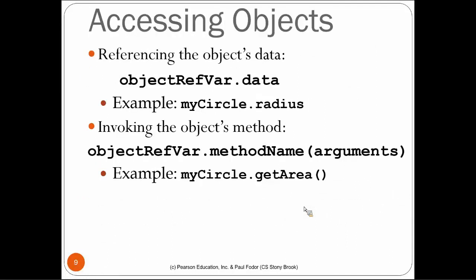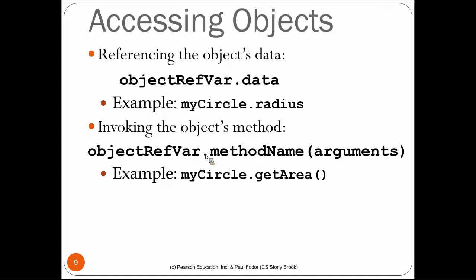Now, how do we actually reference the object's data? We can use the period operator, which basically separates. On the left hand side we have the object reference variable, and on the right hand side we have the data field of that specific object. Like for instance, myCircle.radius gives us access to that radius, either for writing a value in that radius. We can, for instance, assign to radius a different value like 12 or 15, or we can print that value, or use it in an expression.